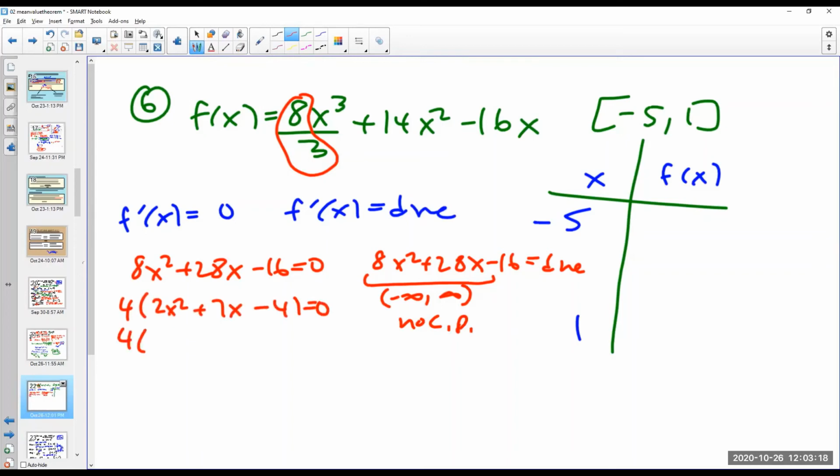That'll be 4 times 2x minus, this is a 4, is it 1? And then x plus, you guys are going faster than me. Okay, so yeah, I think that's going to give us this quadratic.